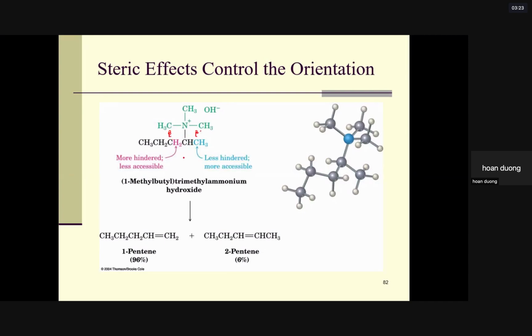If you have a different hydrogen, one side is called beta and the other side is beta prime, and it will go with the less hindrance, and then it'll give you 96% of the product, right? But the other one only gets 6%. I think here should be 4 and 94, I think. Okay.